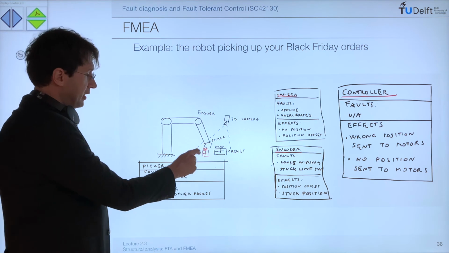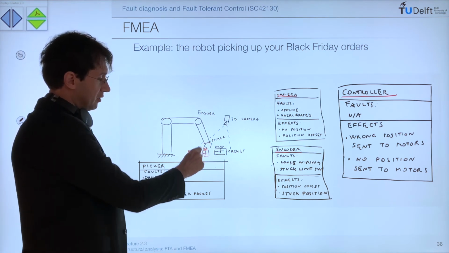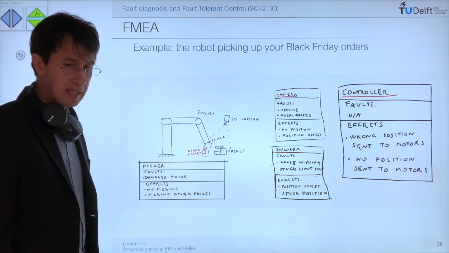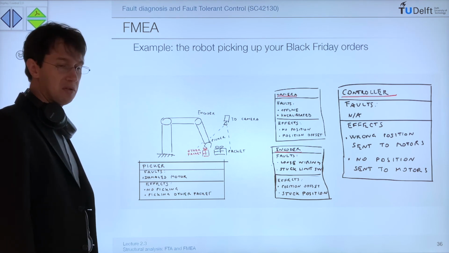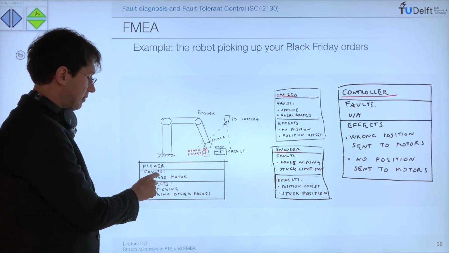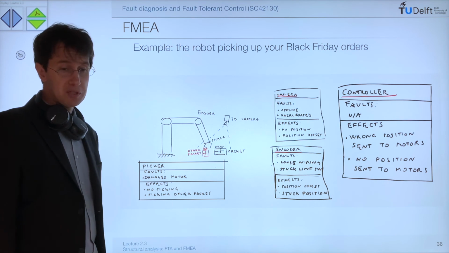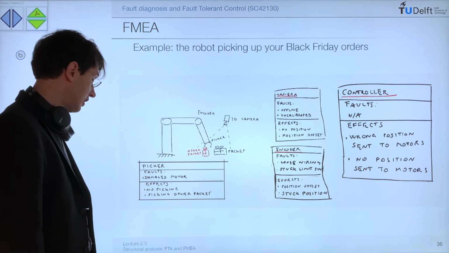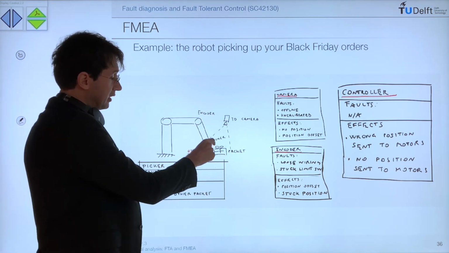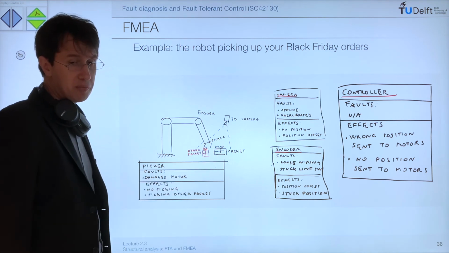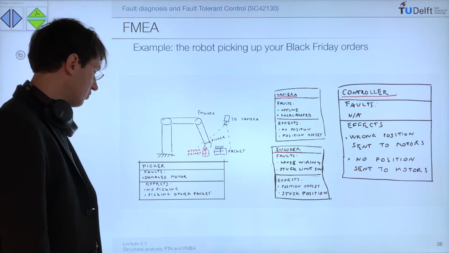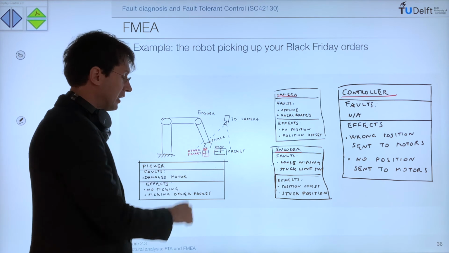So we start with a picker that is the end effector of the robot. And this component can have one local fault. So motors are damaged. And if the motors are damaged, the effects are that either the picker is not able to grasp, so no packet is picked up, or it is picking another packet.